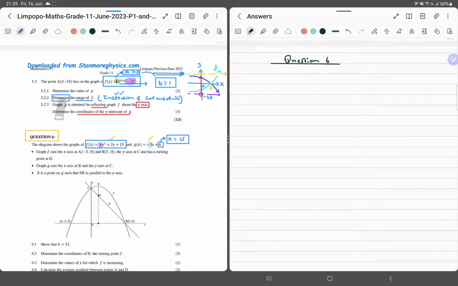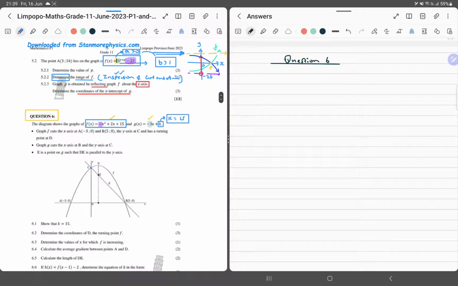Already now we know that we have enough information to run the race. So what can we do? They're telling us that the graph of f cuts the x-axis at A, given by (-3, 0), and B, given by (5, 0). So we are given those x-intercepts, so we are fine. And the y-axis at C, and has a turning point at D. So D is the turning point.